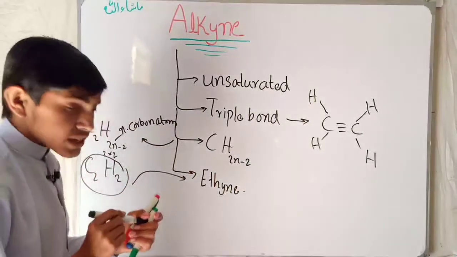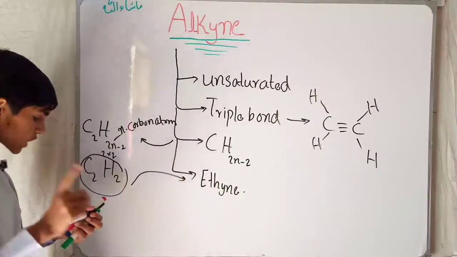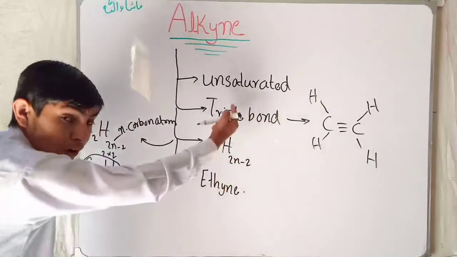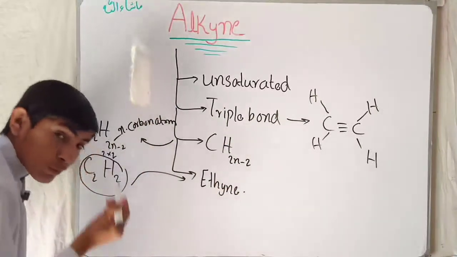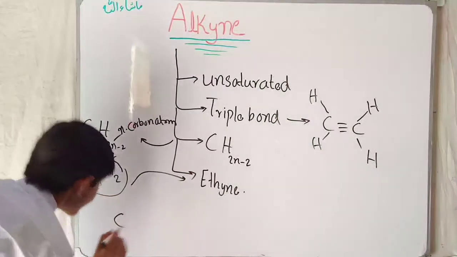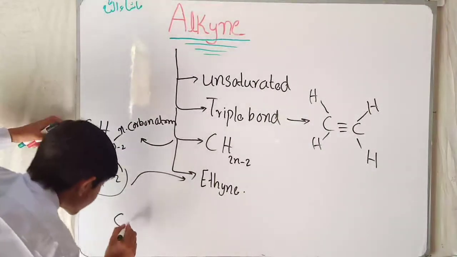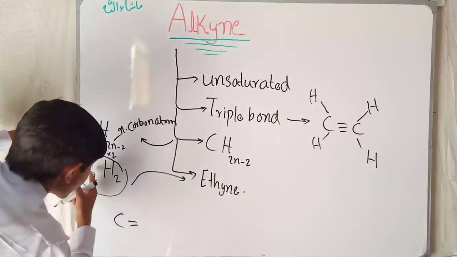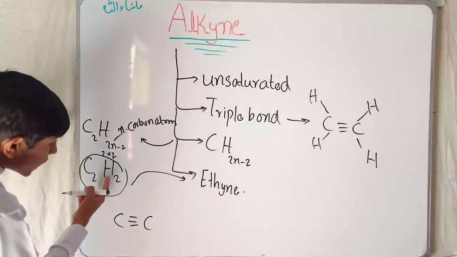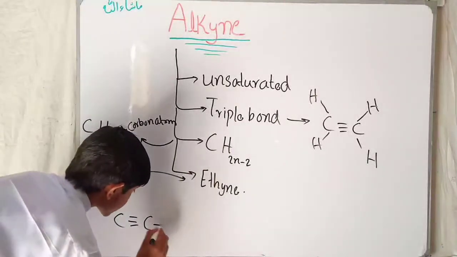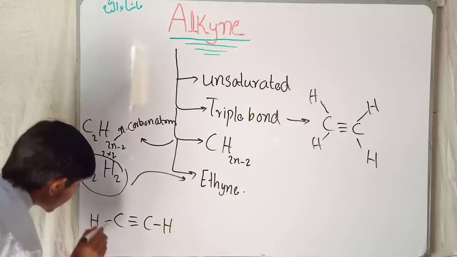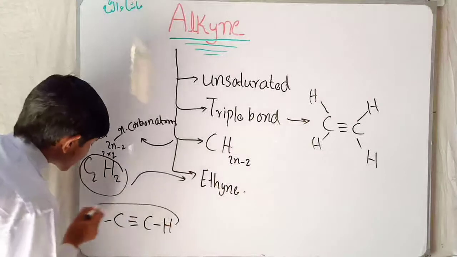In its structural formula we show the triple bond. There are two carbons in ethyne. One carbon is triple bonded to the other carbon, and there are two hydrogens. One hydrogen is bonded to each carbon, so this gives us the simplest alkyne, ethyne.